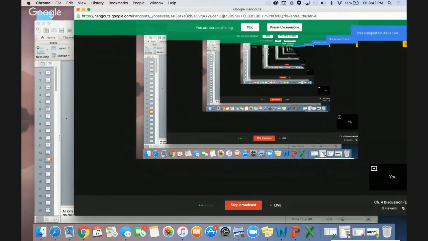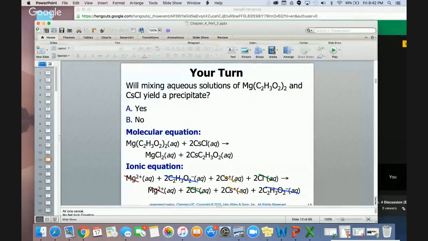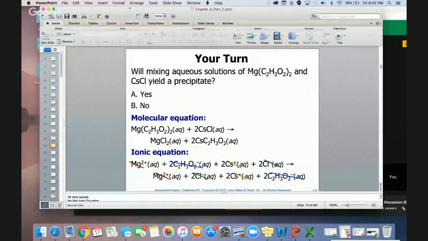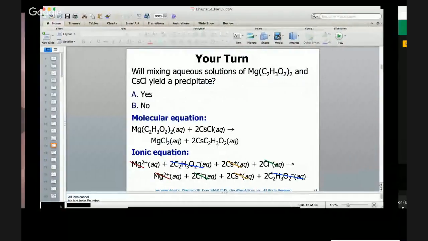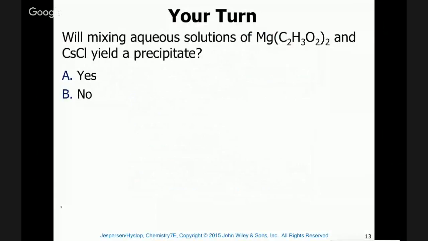Okay, so we're going to finish up our discussion on chapter 4 today. I'm going to pull this up here, make sure everything can be seen. All right. So in class, we were finishing up these examples of determining whether a precipitate would yield. In this case, we would say no. We write out our molecular equation.